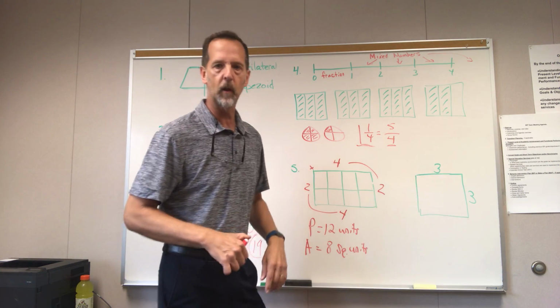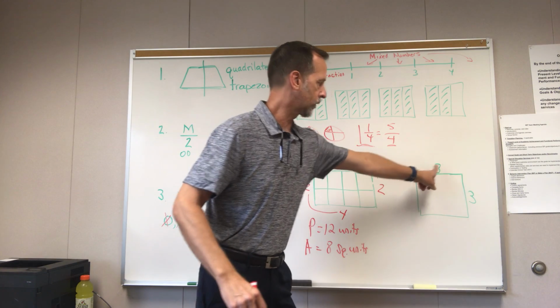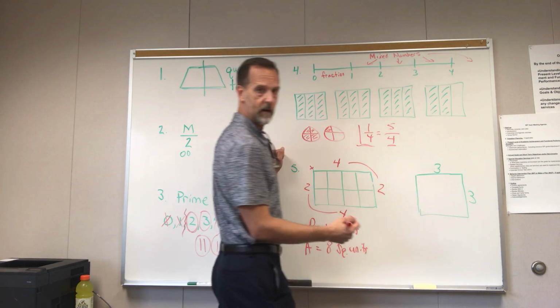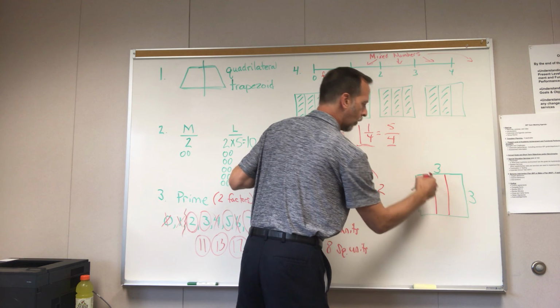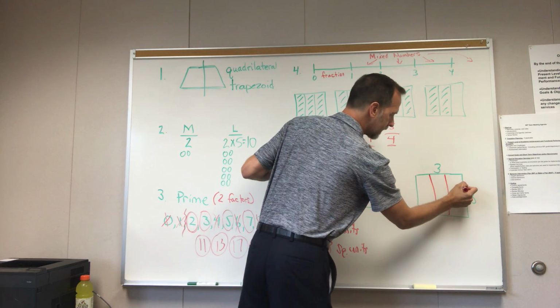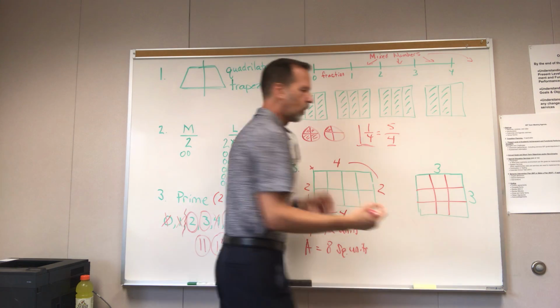All right, let's take a look. I have another picture up here. Notice I have a square, and it says it's 3 units that way, 3 units this way. Well, if I drew the 3 units on here, it would look like this. 1, 2, 3. And now if I drew the 3 units coming across, 1, 2, 3. Look what happened.